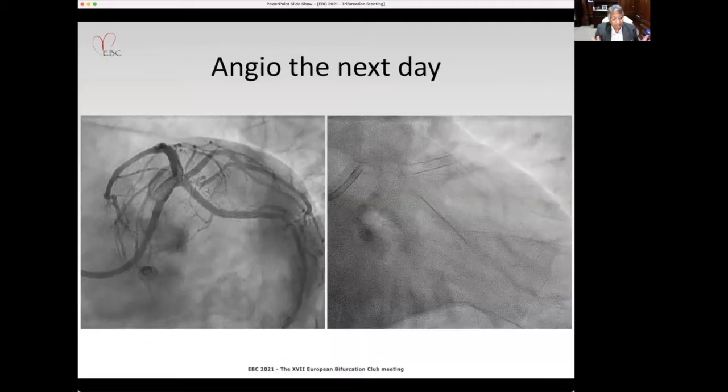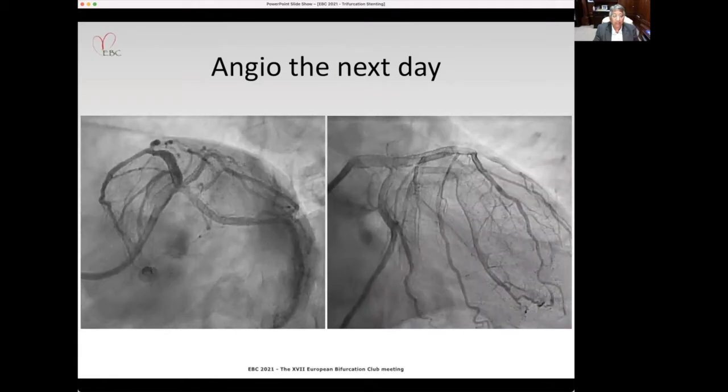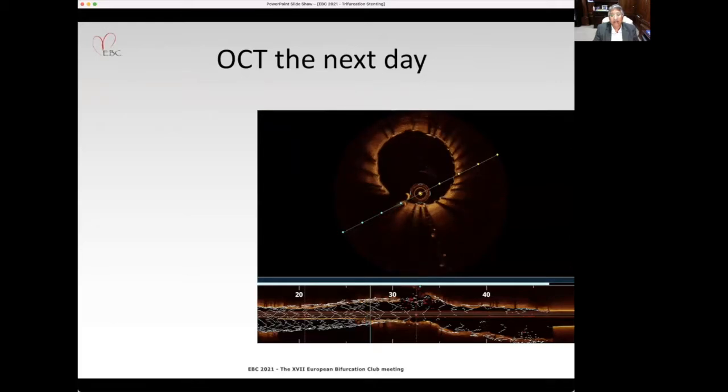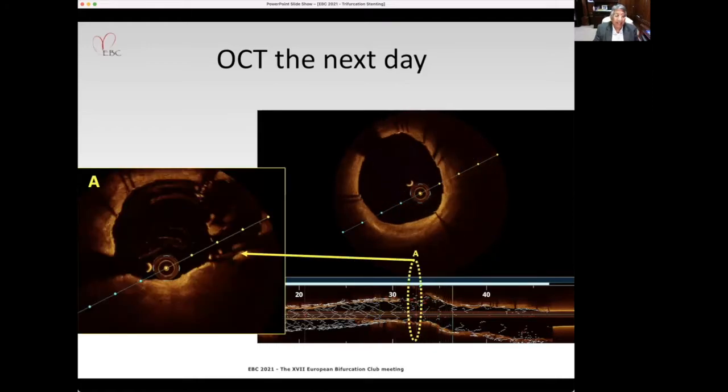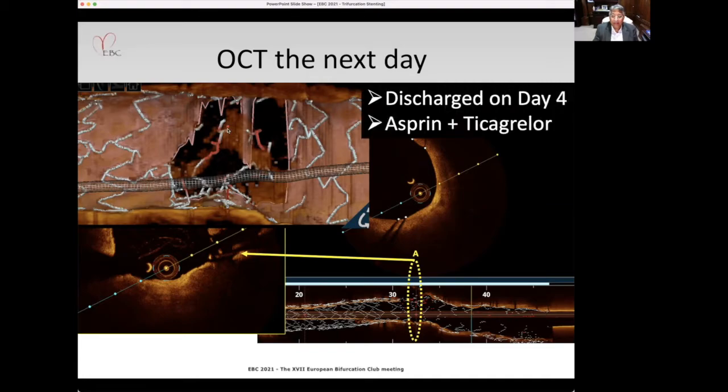Angio looked pretty decent. And we thought we were going to do another OCT at this point of time. So we did another OCT. And happy to note that the thrombus is much, much less. But it's still there. You can see the struts here of the tap. And this is what the 3D shows. You can see the struts of both the stents in the ostia. But since he remains stable, we decided that we're just going to continue him on aspirin and ticagrelor and discharged him. And everything seemed good.